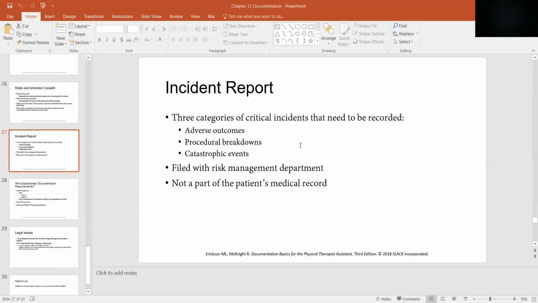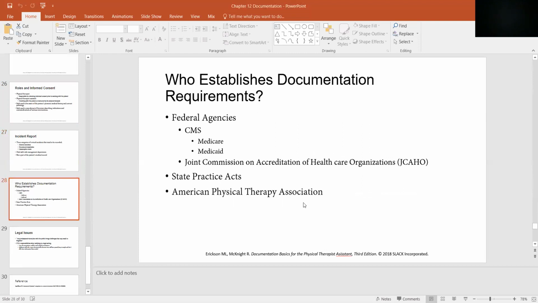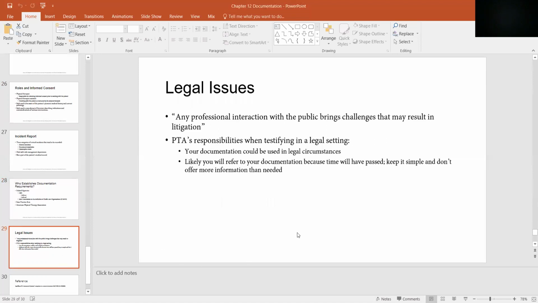So incident report, there's 3 categories of critical incidents: adverse outcomes, procedural breakdowns, or catastrophic events. Hopefully none of you are ever part of a catastrophic event. It's filed with the risk management department, and it's not a part of the patient's medical record, it's part of the facility's records. All right, who establishes documentation requirements? Federal agencies, CMS, Medicare, Medicaid, JCAHO, State Practice Acts, and the APTA. You guys already know that.